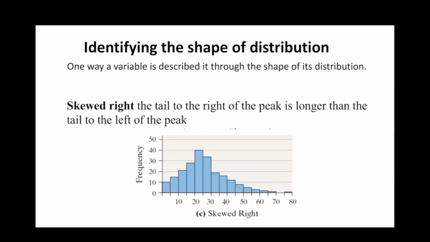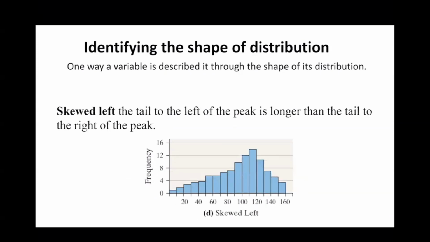Okay, next. This one is skewed right, and it's exactly the opposite of what you would think. When we talk about skew, we talk about the tail. Most of my data is bunched up on the left, and I have this big long tail on the right. Where the tail is, that's where the skew is. So this one is skewed right because it has the tail on the right. This one is skewed left because it has the tail on the left, with most of my data bunched up over on the right.